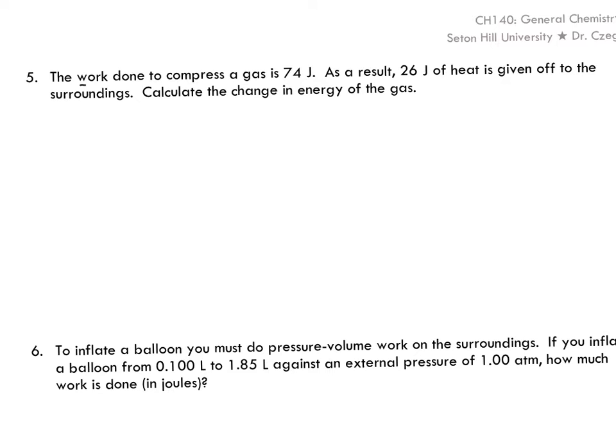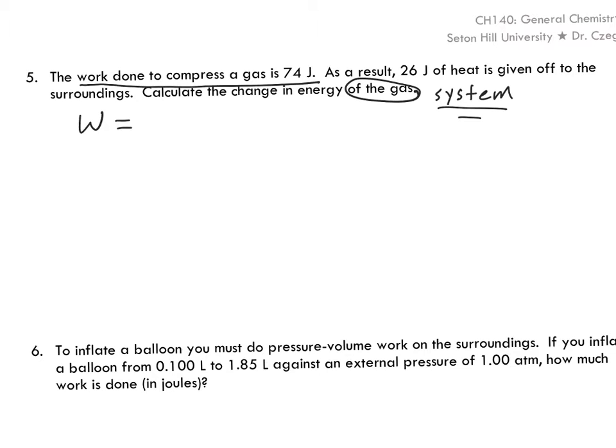All right, so we know that the work done to compress the gas is 74 joules, and we are looking for the change in energy of the gas. That's going to define what our system is. We always want to answer this question in terms of what the system is doing, not what the surroundings is doing. So when you read a problem, take the time to identify what the system is, and then everything else would be the surroundings. And we want to answer this question in terms of the system.